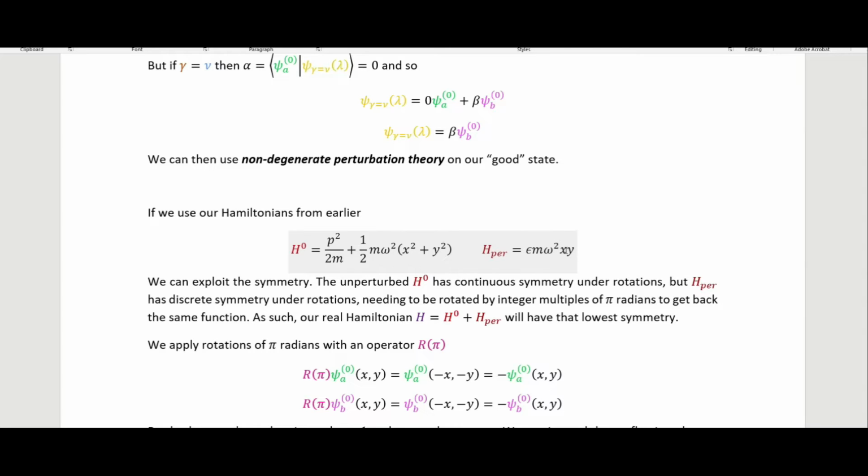And so a couple videos ago, remember, that gave us that sort of oval-shaped bowl function when we had this perturbation. So we can exploit the symmetry. The unperturbed state has continuous symmetry under rotations, because remember that was just that bowl that was perfectly circular. It was with the perturbation that gave us the oval shape. And so that has discrete symmetry, needing to be rotated integer multiples of pi radians. Since that oval, you have to rotate it exactly 180 degrees in order to get it back superimposed on itself.